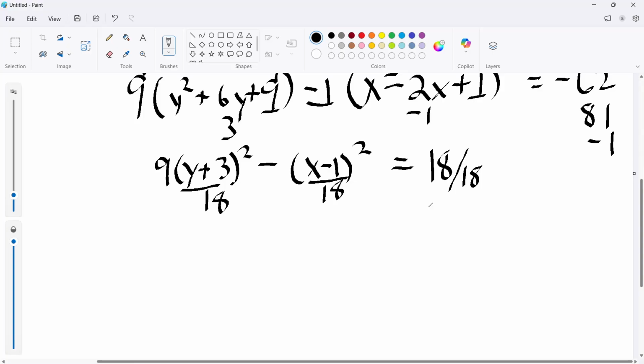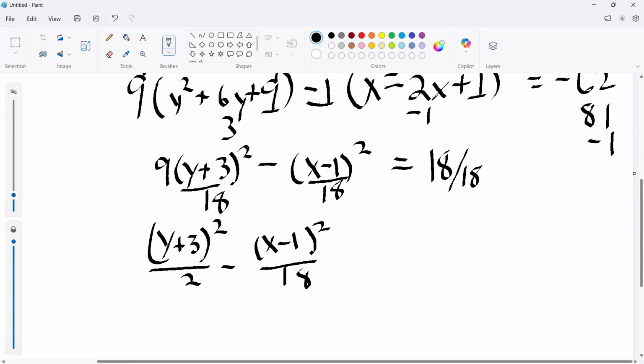Nine over 18 is 1 over 2, so this is (y plus 3) squared over 2 minus (x minus 1) squared over 18 equals 1. So a is square root of 2, which is approximately 1.4. You'll need that when you graph.